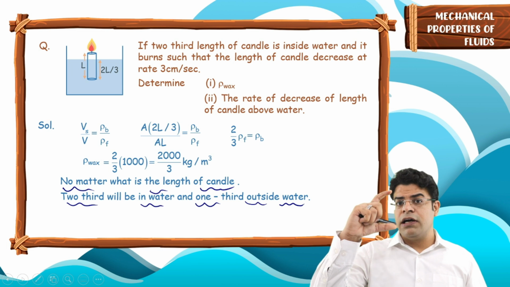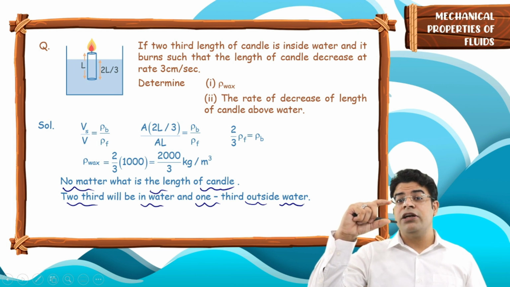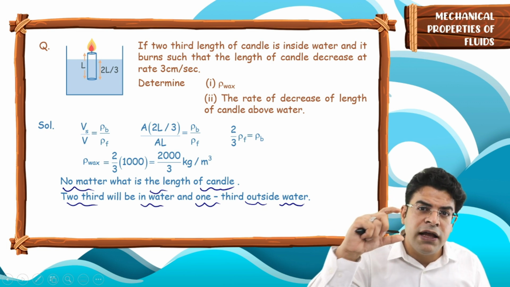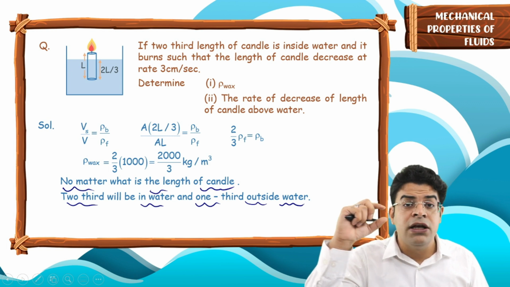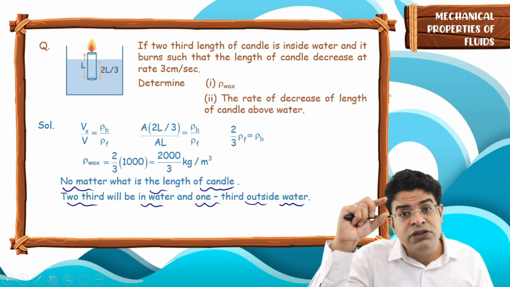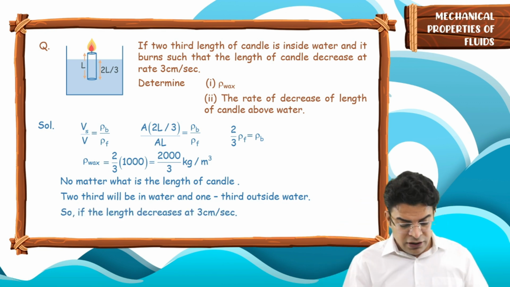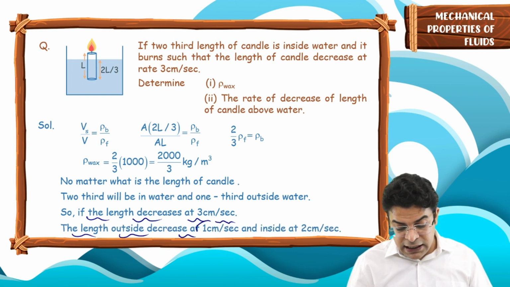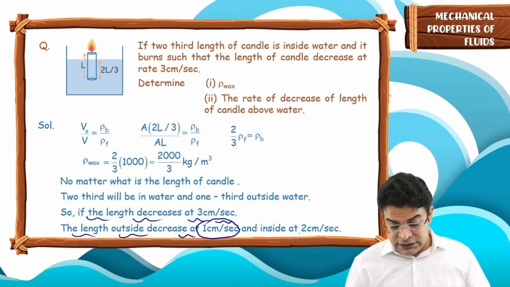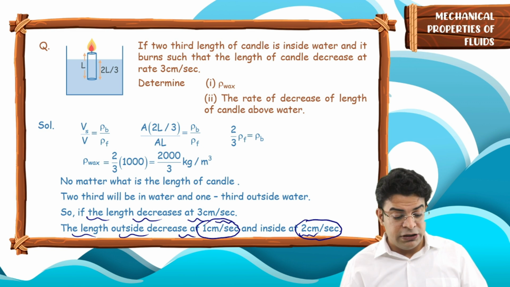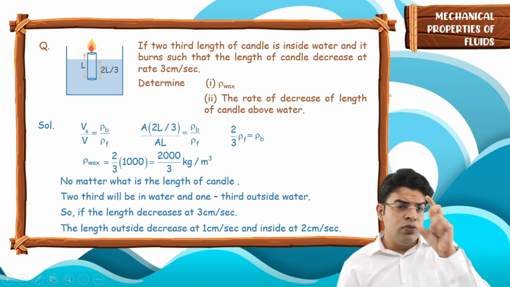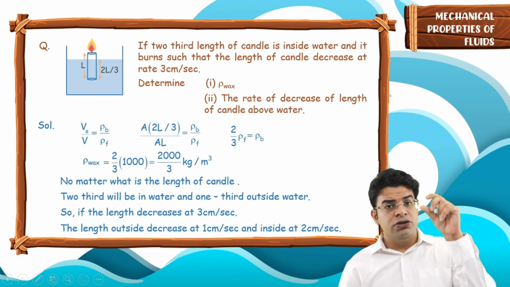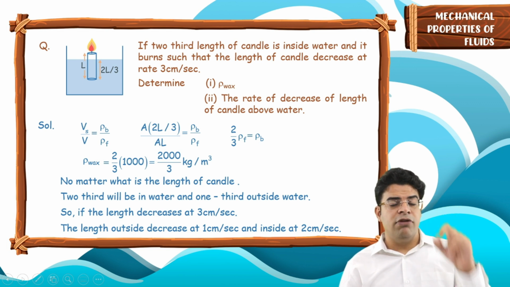If the length of the candle decreases at the rate of 3 centimeter per second, and 2/3 is inside, 1/3 outside, then the rate of decrease of length of candle inside the water will be 2 centimeter per second, while the rate of decrease of length outside the water will be 1 centimeter per second. Because for any given length, 2/3 will be inside and 1/3 outside. So if the overall length decreases at 3 centimeter per second, the rate of decrease outside will be 1 and inside will be 2.